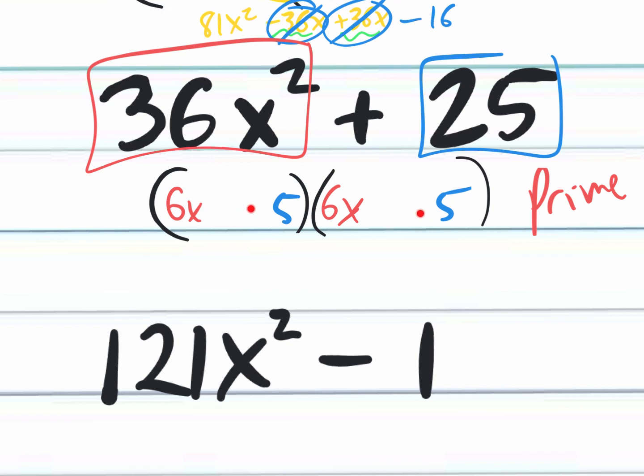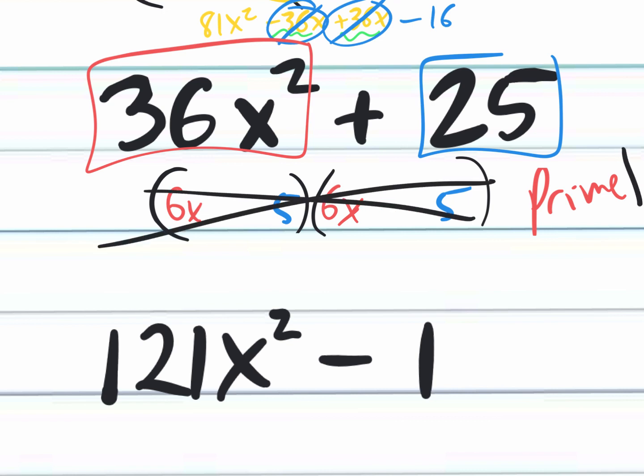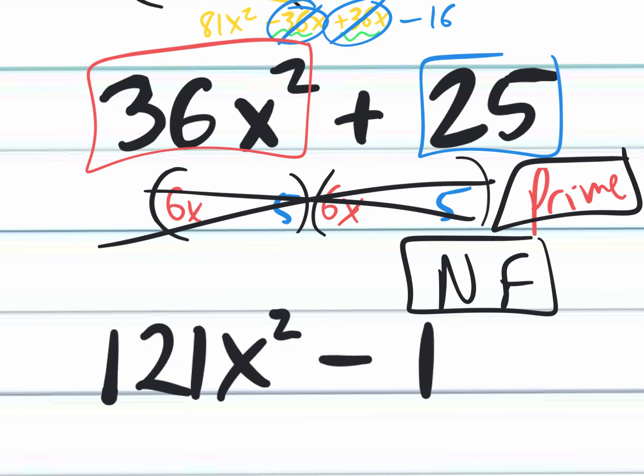But having the same signs, both positives or both negatives, will not have the middle term cancel out like it did above. The only way the middle terms cancel out is if they're exact opposites, which means that one has to be plus, one has to be minus. I apologize for the waste of time. This did not work. We call that prime, or you could say not factorable, NF.